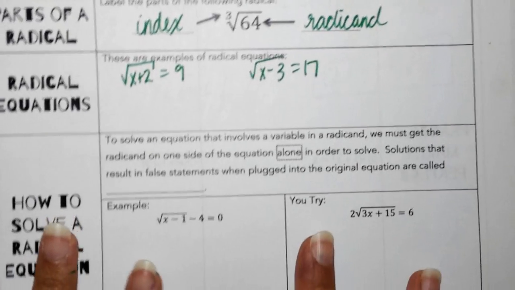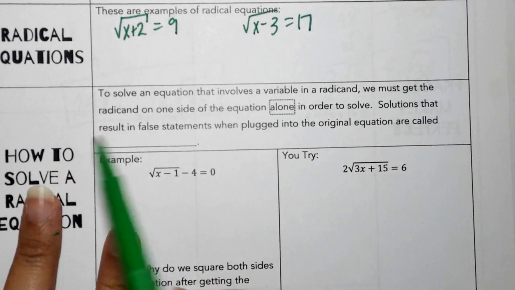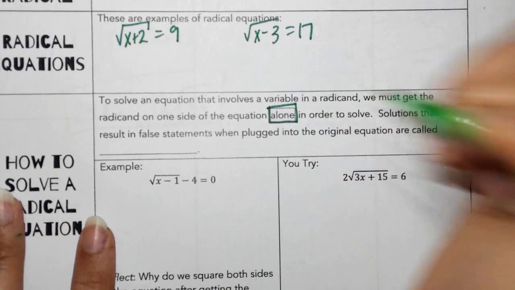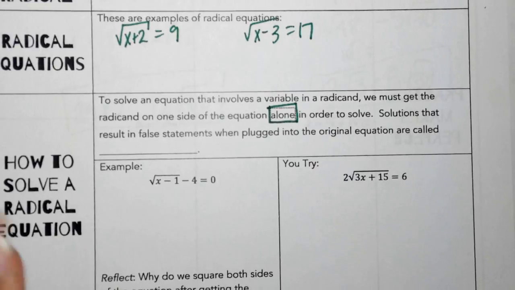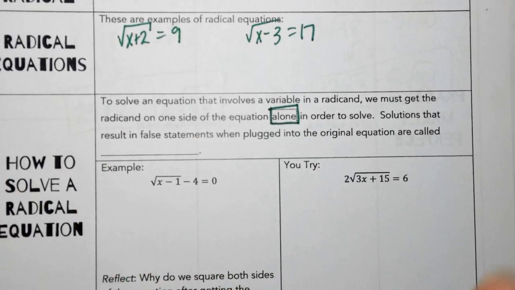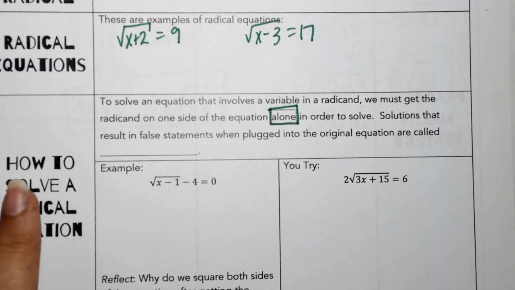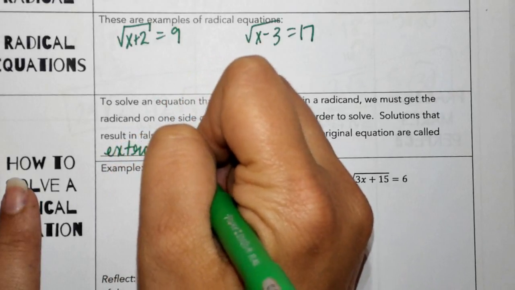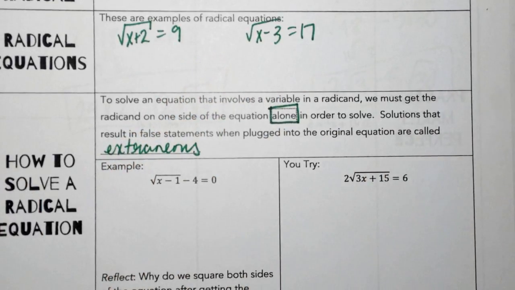So, to solve an equation that involves a variable and a radicand, we must get the radicand on one side of the equation alone in order to solve. Solutions that result in false statements, so once you get x and you plug it back in, if it's not a true statement, those are extraneous solutions. That means that it's not a true statement. And sometimes you're going to get two answers because you could have an x squared underneath the radical. We're going to talk about that in our worksheet.